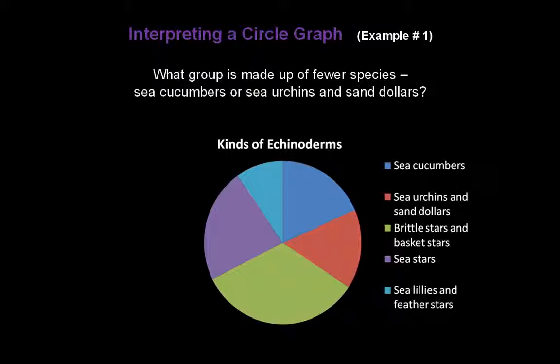Now, what group is made up of fewer species? Sea cucumbers or sea urchins and sand dollars? Well, let's find those sectors. Sea cucumbers is the blue section. Sea urchins and sand dollars is the red section. And if we take a look, we can see the red section is just a little bit smaller, so it contains fewer species. So the answer has to be sea urchins and sand dollars.